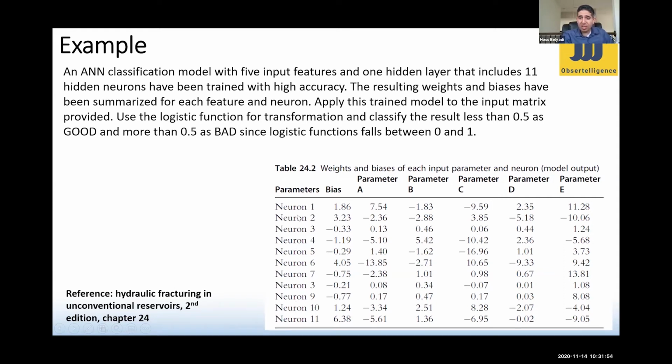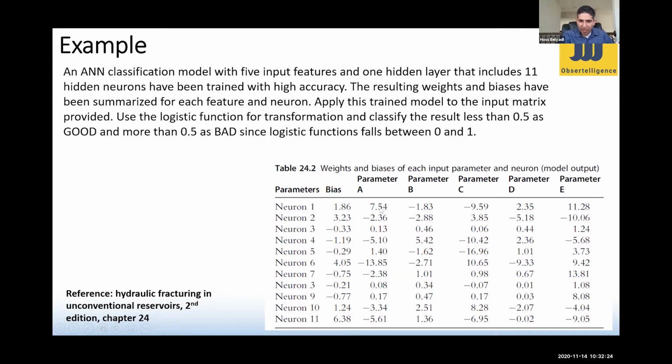As I said, the more complex the problem is, the more neurons you're going to use. The less complex the problem is, the fewer neurons you're going to use. But in this case, let's just use 11 neurons for this example. So I have neuron 1 through neuron 11, okay? I also have parameters A through E, and each parameter has an associated weight for each neuron.